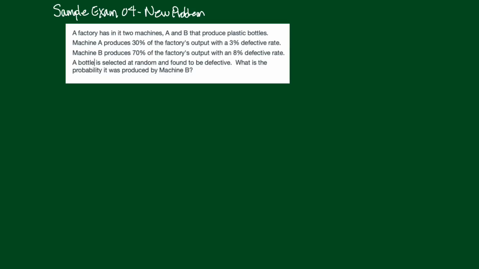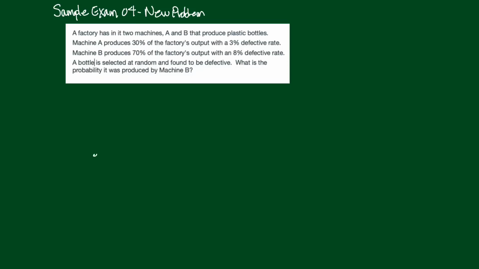Now, we've got these two machines, A and B, and they produce plastic bottles. Machine A produces 30% of the output, but has a 3% defective rate. Machine B produces 70% of the factory's output with an 8% defective rate. And then we do this. We get a bottle selected at random, and it turns out to be defective, and we want to know what's the probability it was produced by machine B.